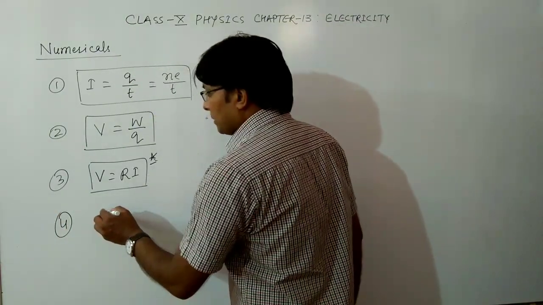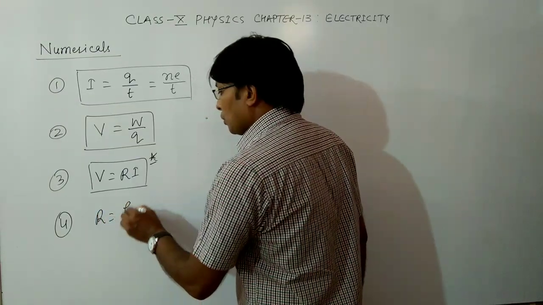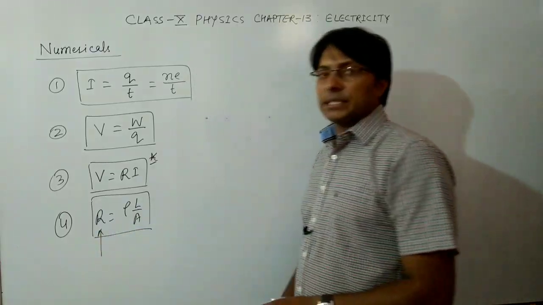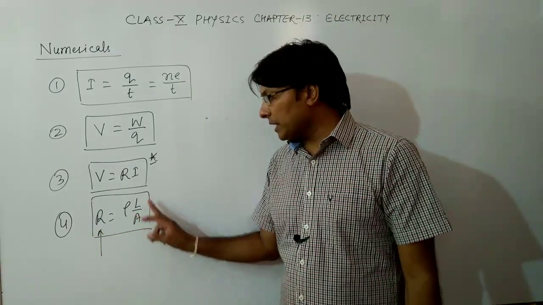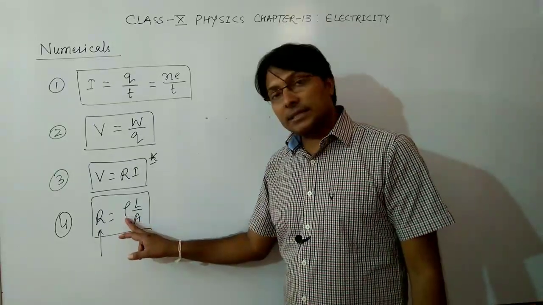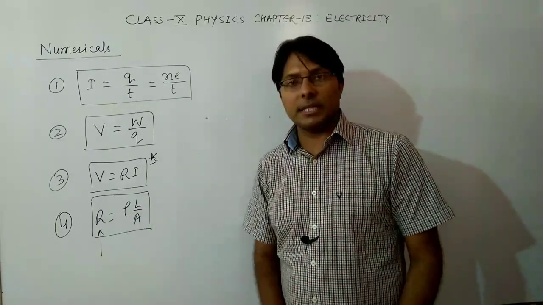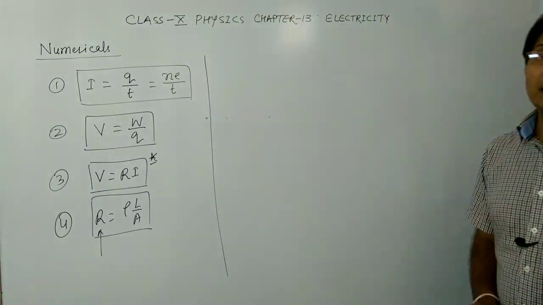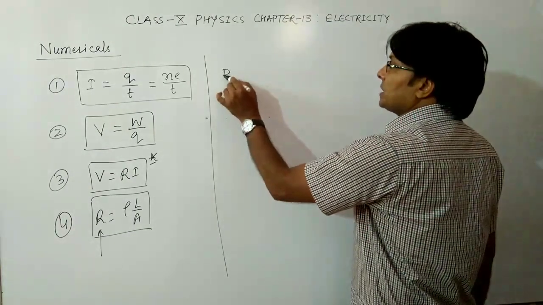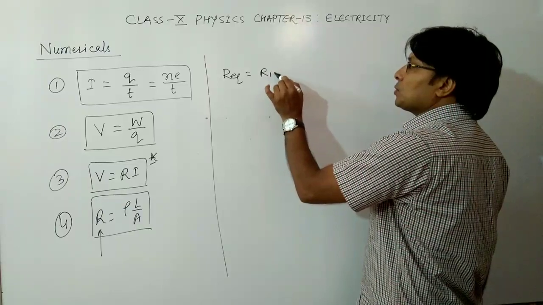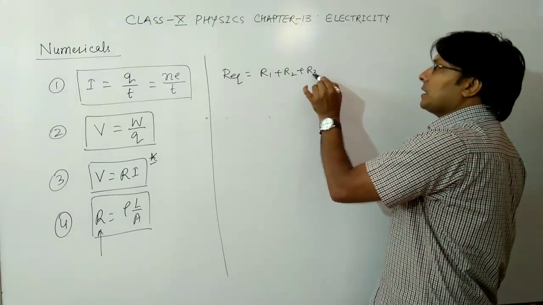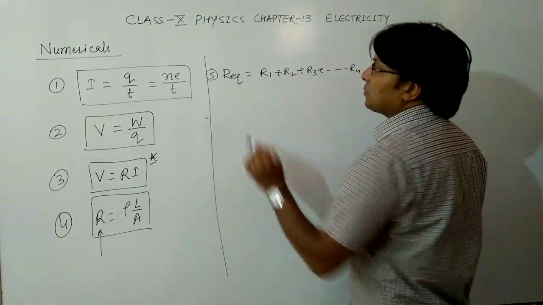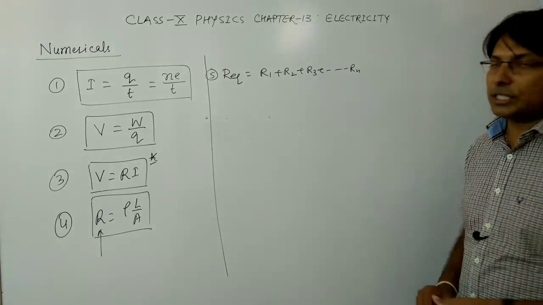Thereafter we have written resistance is equal to rho L upon A. So this is the formula of resistance in terms of length of the wire, cross section area of the wire and resistivity of the material with which the wire is actually made. And thereafter we have discussed series and parallel combination of resistances. In case of series resistance, R equivalent is equal to R1 plus R2 plus R3 and so on up to Rn if n resistances are connected in series. So this formula we have derived in series combination of resistances.